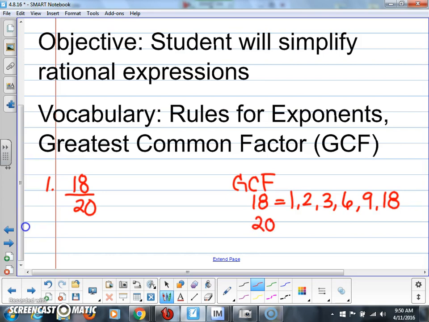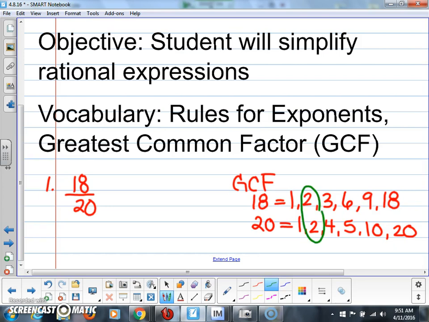Now let's list the factors of 20. 1, 2, 4, good. 5. Notice how I went 1, 2, 4, 5. Once they're next to each other, then I start looking at 10. And 2 times 10 and 1 times 20. Good. Those are the factors of 18 and 20. Which one is the greatest common factor between the both? 2? Yeah. All right.